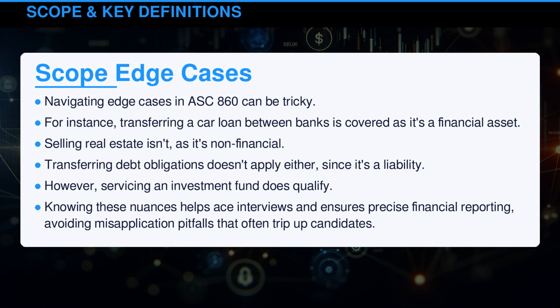Navigating edge cases in ASC 860 can be tricky. For instance, transferring a car loan between banks is covered, as it's a financial asset. Selling real estate isn't, as it's non-financial. Transferring debt obligations doesn't apply either, since it's a liability. However, servicing an investment fund does qualify. Knowing these nuances helps ace interviews and ensures precise financial reporting, avoiding misapplication pitfalls that often trip up candidates.